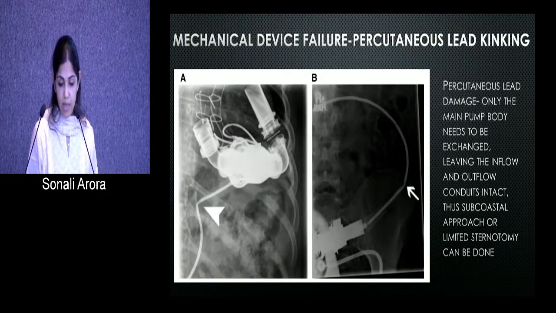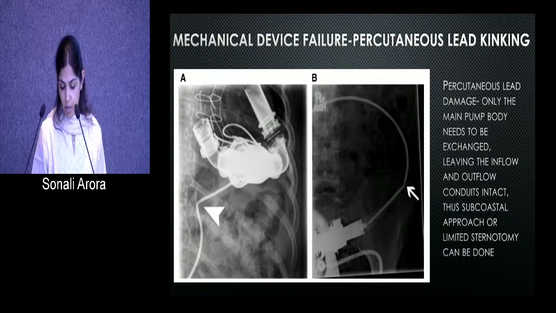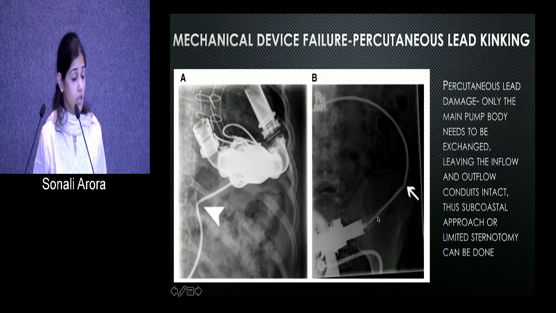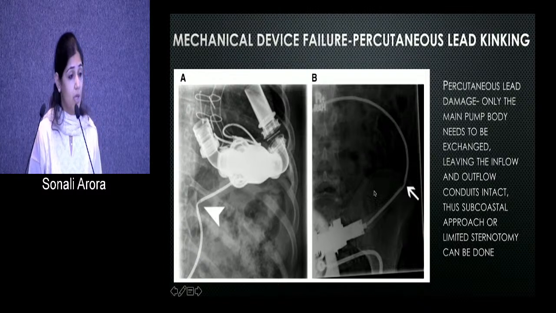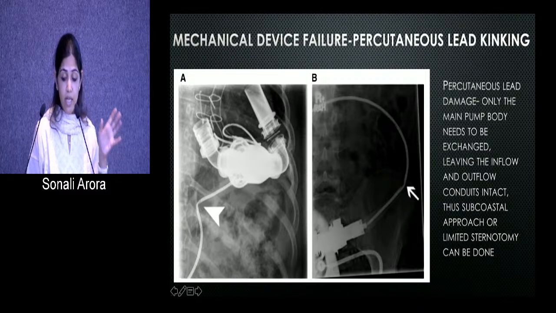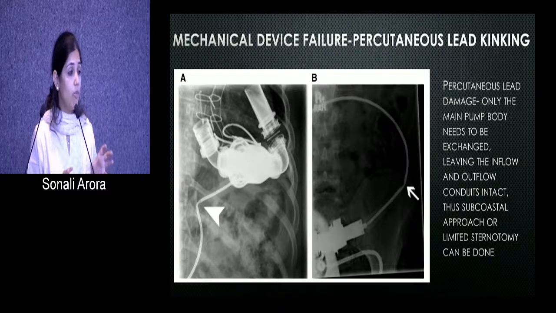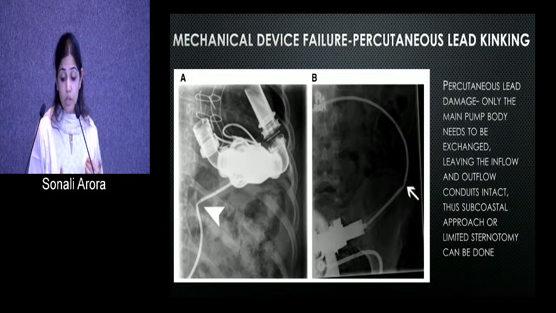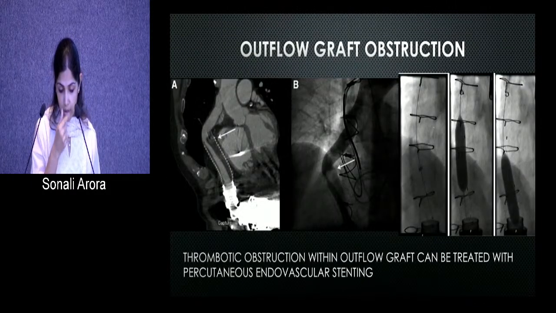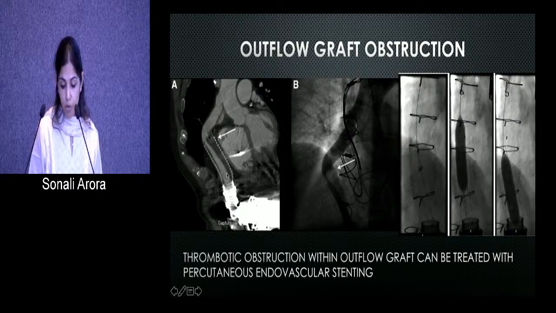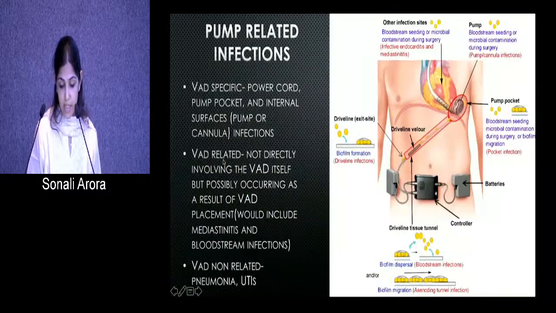Here is an example, if you can see here, this is the driveline, which is kinked here, which basically caused alarms in a patient and actually we had to change the pump or body of the pump. We can leave the inflow and outflow conduits because the problem is not there, it's only the lead. Thus a minimal approach or a subcostal approach in these patients or a limited sternotomy can be done. This will be important to determine when you're actually seeing this patient. So imaging is important. This is a thrombotic obstruction of the outflow graft, which can be treated with percutaneous endovascular stenting if you see this on a CT scan.